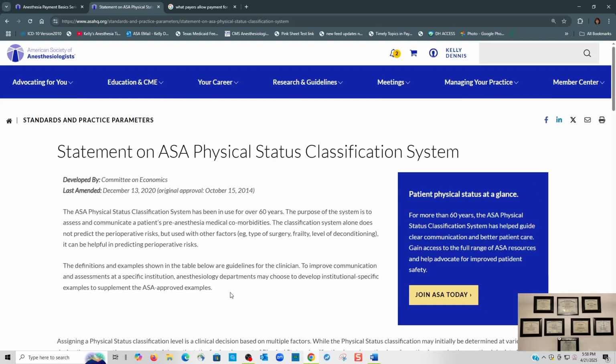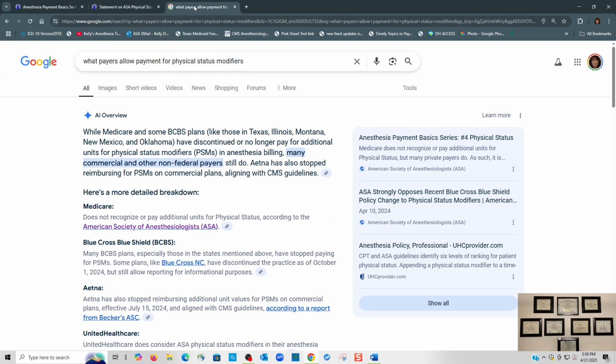Okay, so I covered the question, gave you the 2 resources. I went to AI because I kind of like AI for this, and I said, what payers allow payment for physical status modifiers? Because my rule of thumb is, Medicare doesn't. Not all policies address. And every once in a while, like Aetna puts something out saying, we're just not going to pay for this anymore.